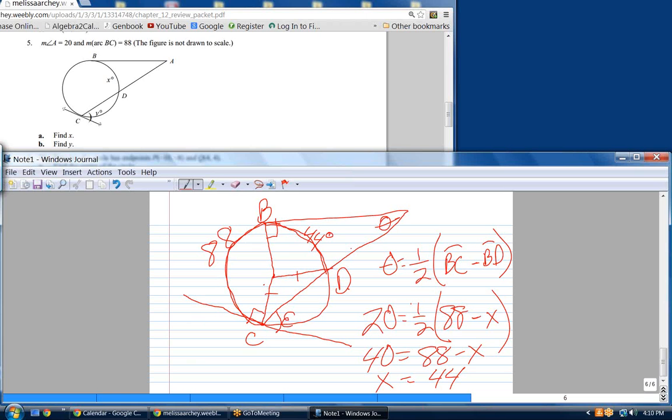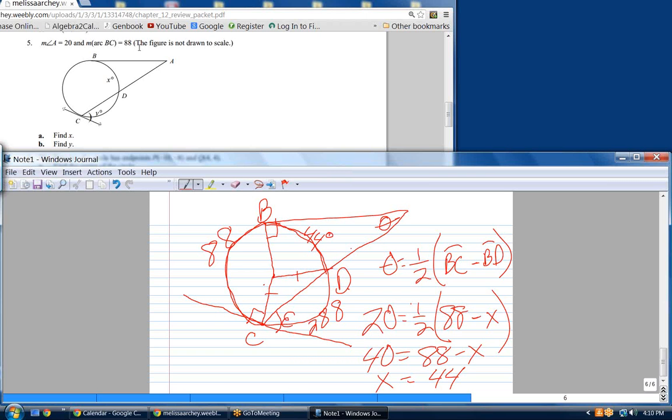If this is 88, that's 44. The rest of that circle is CD. Right, and it has to add to 360, doesn't it? So what's 360 minus 132? 288. So CD is 288, even though it doesn't look like it.